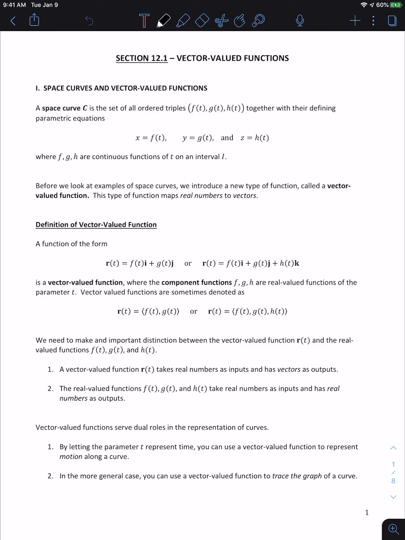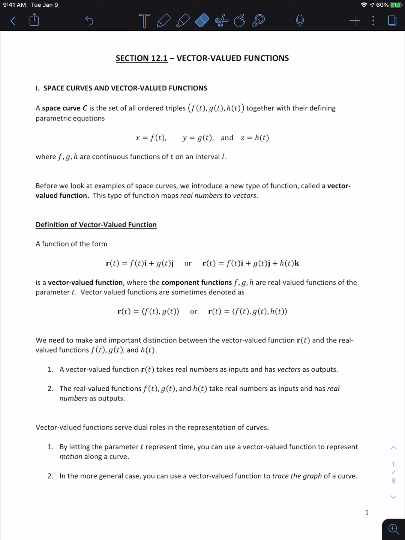Okay, so before we look at examples of space curves, and again, this is just the idea of extending. Before we had an f of t and a g of t in the 2 dimensions, and now we're going to do it in the 3 dimensions, right? So it's just extending it naturally. But before we jump into that, we're going to look at a new type of function called a vector valued function. This type of function maps real numbers to vectors.